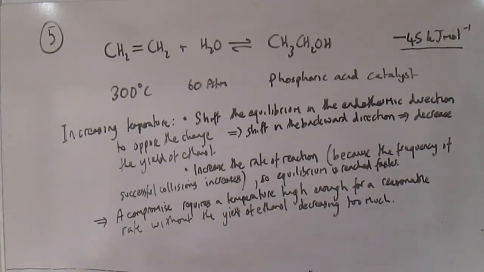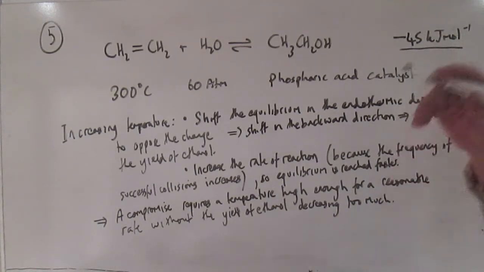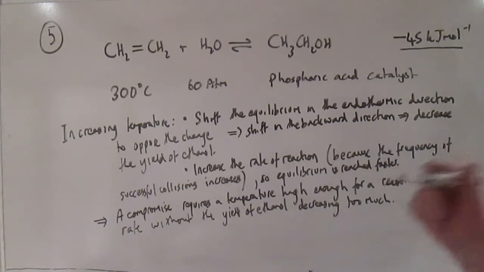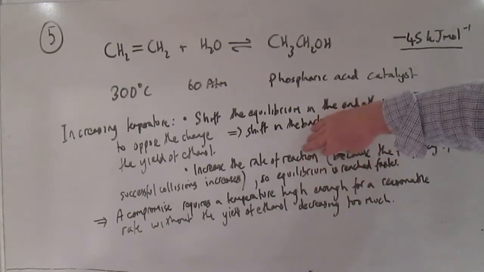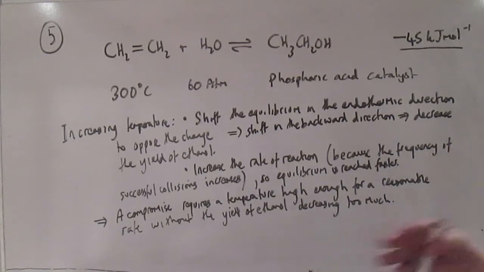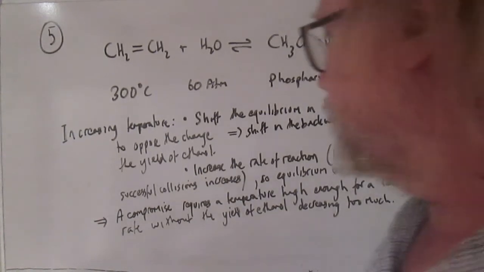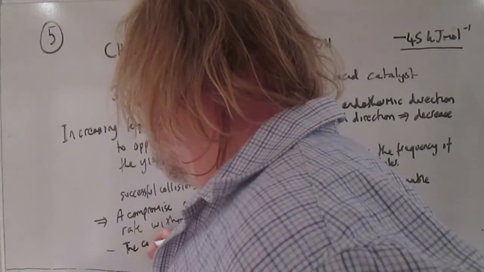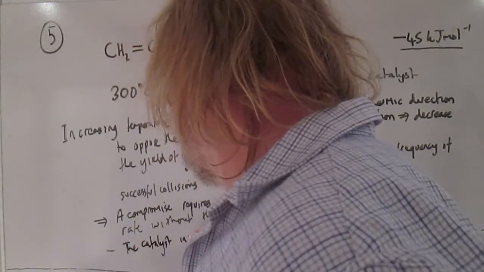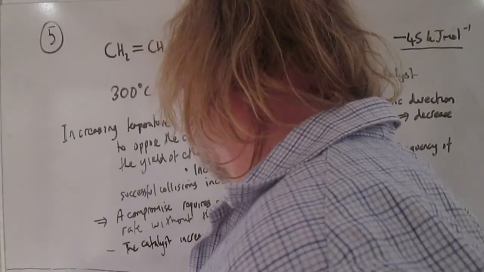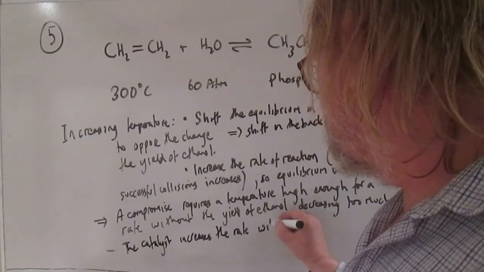Now we can also bring the catalyst in here because that's important. The catalyst, remember, will increase the rate of reaction, so it will mean you reach equilibrium faster, but it doesn't change the position of equilibrium. So having the catalyst there helps you get around this problem that you need to get a reasonable rate of reaction. It helps you achieve that without going to such a high temperature. And because you don't have to go to such a high temperature, you get a better yield. So you can spell that out. That the catalyst increases the rate without changing the equilibrium position.